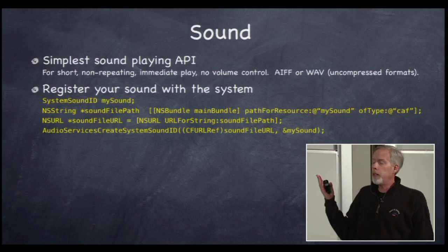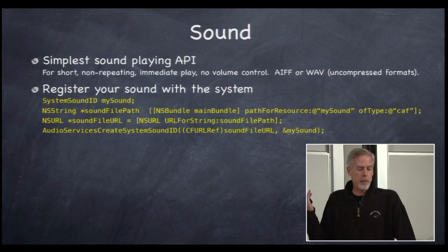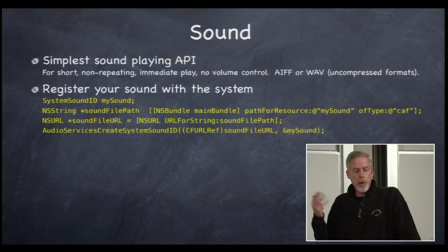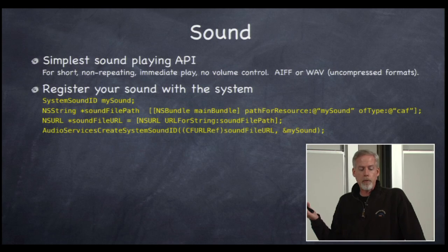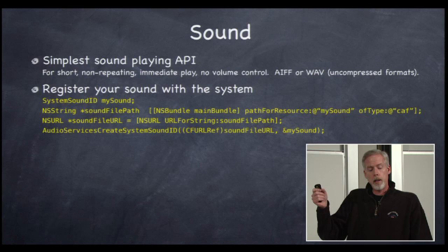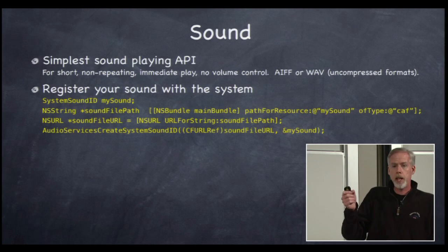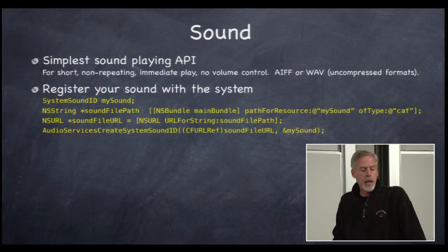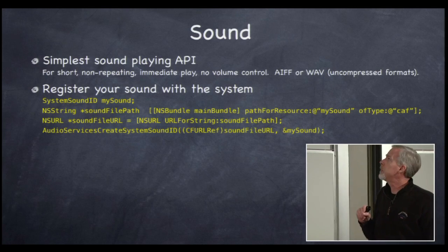And so there's this typedef, SystemSoundID. So I've typed my sound to be one of those. And then I go get a path to a sound file. Now remember, this has to be an uncompressed format, like AIFF or WAV or something like that. Here I've gotten it out of my main bundle, path for resource. So this would be an AIF or CAF file in this case that I dragged into my resources bundle in Xcode. Then I need to turn it into a URL, because this all takes URLs. And then I call this function, AudioServicesCreateSystemSoundID.